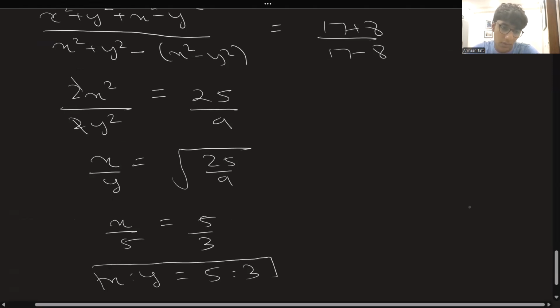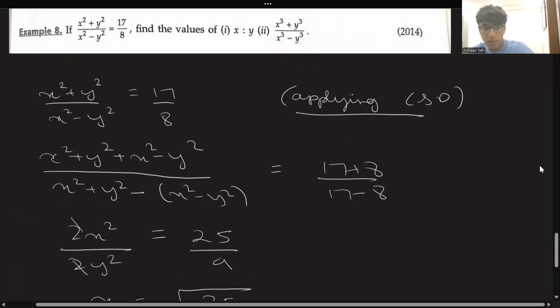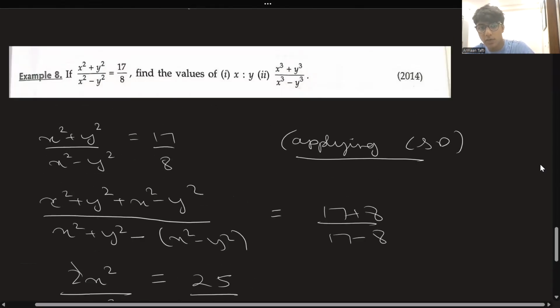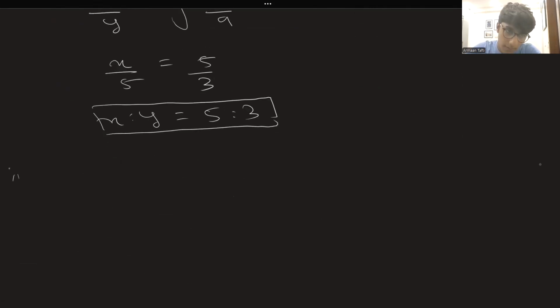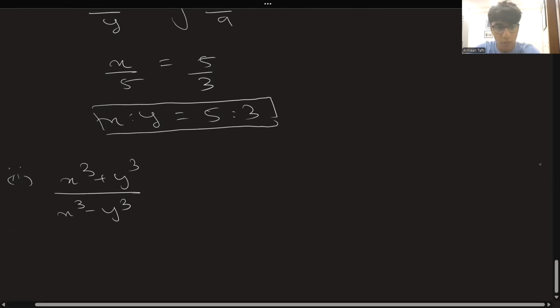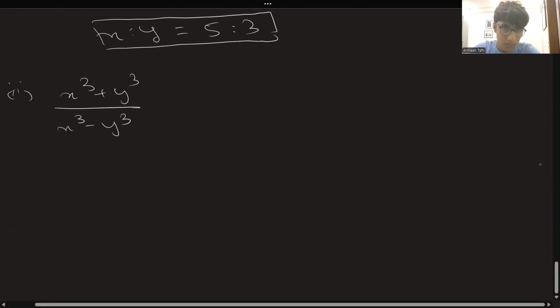That over there is your answer. So now, what's the next part? Next part is (x cube plus y cube) by (x cube minus y cube). So now that we've already found the value of x by y, let's use that here. We know that x by y equals 5 by 3.